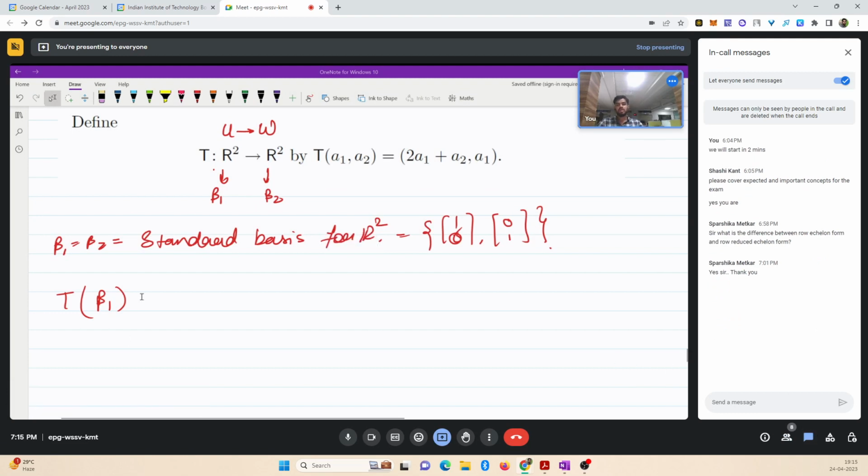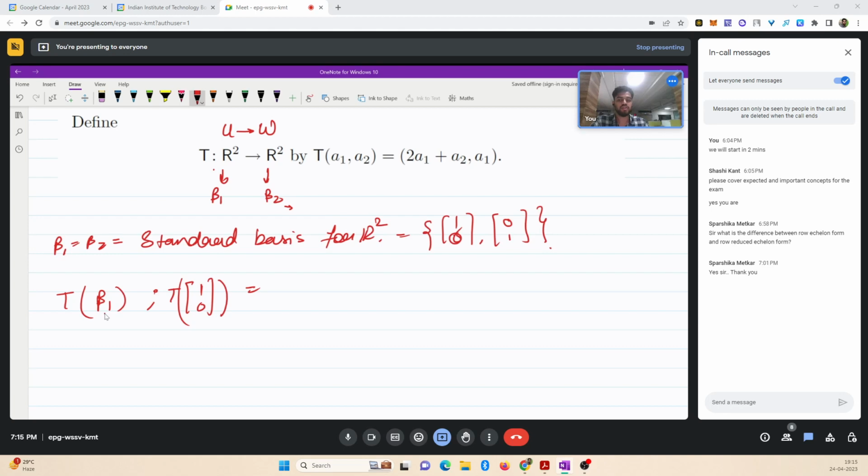Okay. Then what we do is we find the transformation of every element of beta 1 and then try to represent whatever output we get in terms of elements of basis beta 2. We'll see how we do it. So let's first of all calculate T of (1, 0). What is T of (1, 0)?